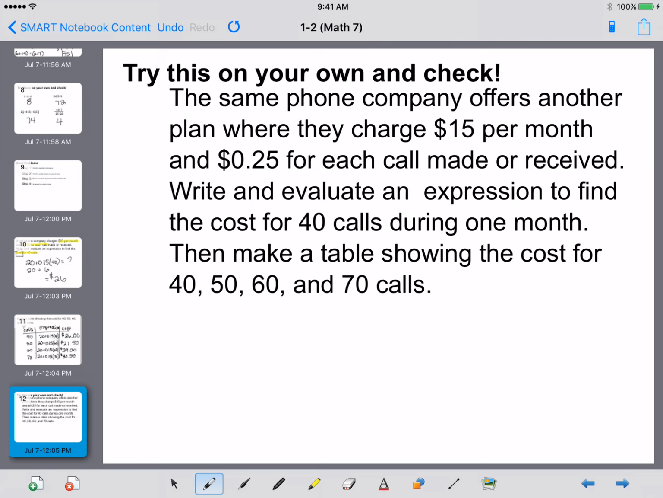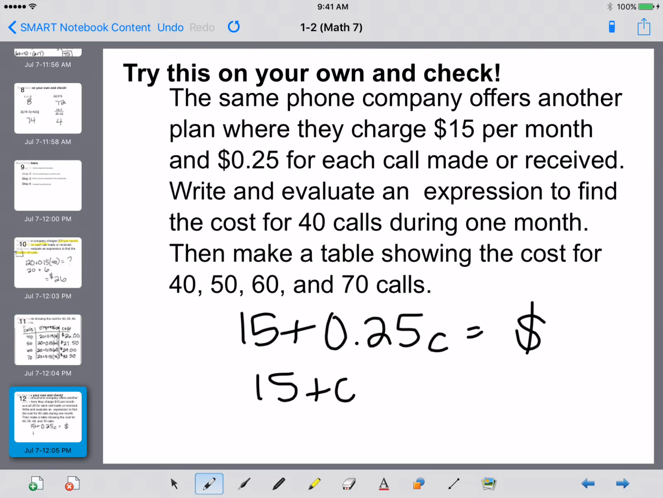Now I want you to pause here and try this one on your own and check. And as always, if you are stuck on something, raise your hand and I will come help you. So our answer here, it says the same phone company offers another plan where they charge $15 per month and 25 cents for each call, written, evaluated, and expression. So 15 per month plus 25 cents per call equals the cost. Now I'm going to have to add another table here. Oh, we're going to evaluate for 40. So plus 0.25 times 40.